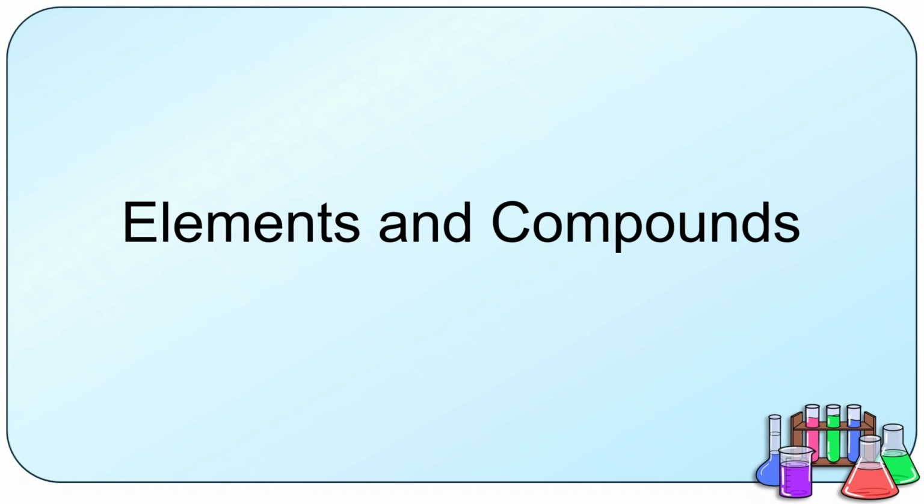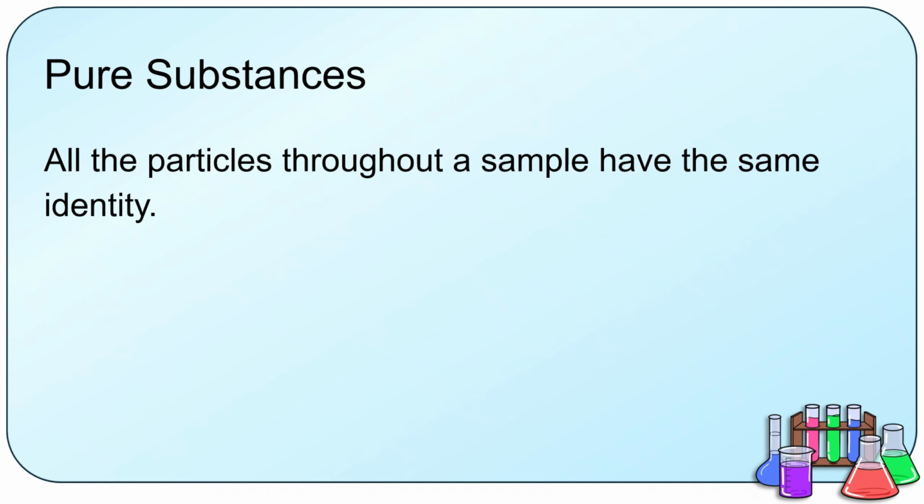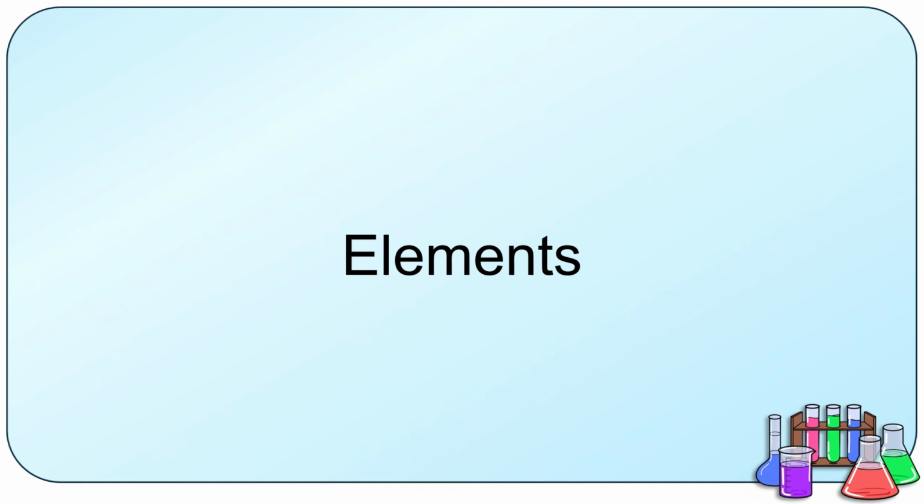In this video, let's talk about the things that make up our universe, which are elements and compounds. First of all, elements and compounds are both pure substances, which means that all the particles throughout a sample of the same element or the same compound all have the same identity. Let's talk about elements first.